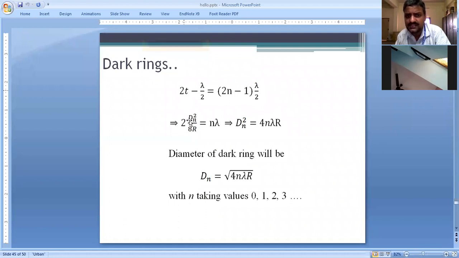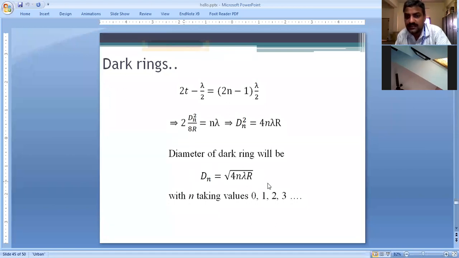2 into t, t is dn square by 8r, lambda by 2 gone, we are left with n lambda. Or you cancel this 2 and 8, it becomes 4r. So this goes to the other side as dn square is equal to 4n lambda r. I repeat, dn square is equal to 4n lambda r, or dn, the diameter of the nth dark ring, is going to be the square root of 4n lambda r. Square root of 4n lambda r, right?